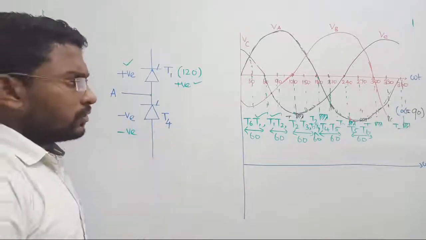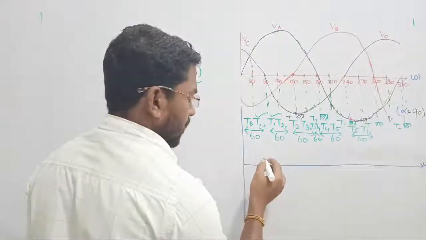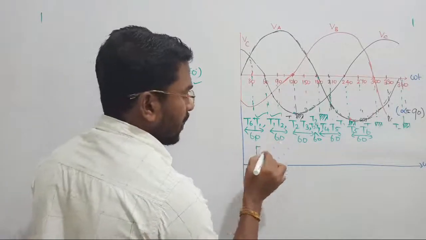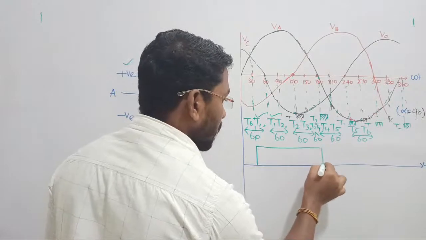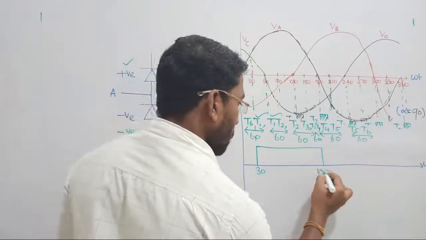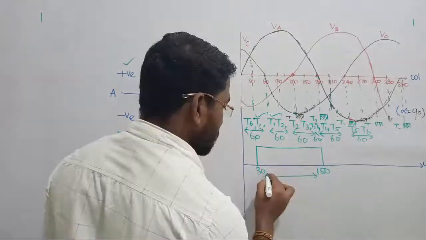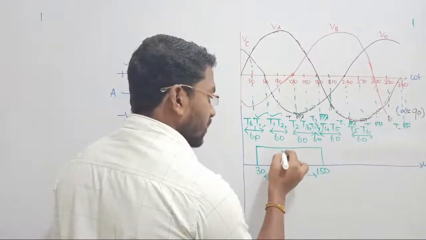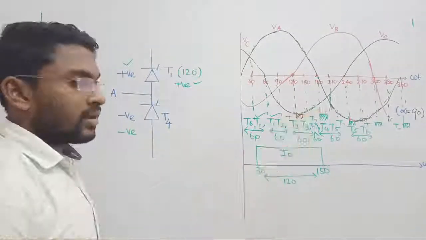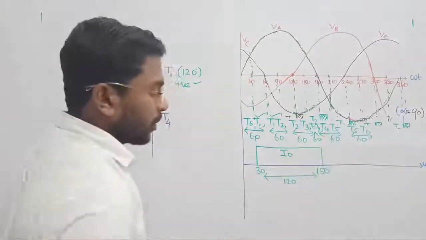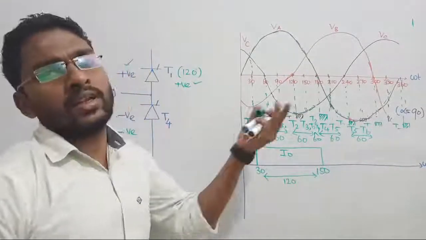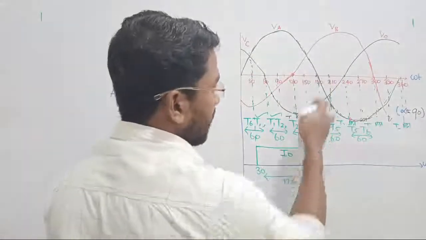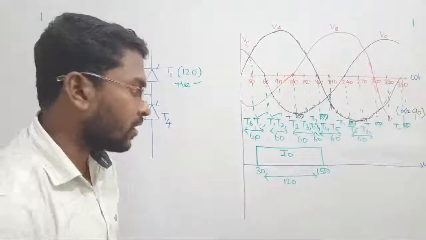So if you draw the waveform for thyristor T1, you can start. For example, if you trigger thyristor T1 at omega t = 30 degrees, it will continue its conduction up to 150 degrees, because its conduction period is 120 degrees. This is the output current. We are going to get continuous current now. Thyristor T1 will carry this output current from 30 to 150 degrees, and then some other thyristor will take over the charge and thyristor T1 will be turned off exactly at 150 degrees. That is the maximum period. Clear?